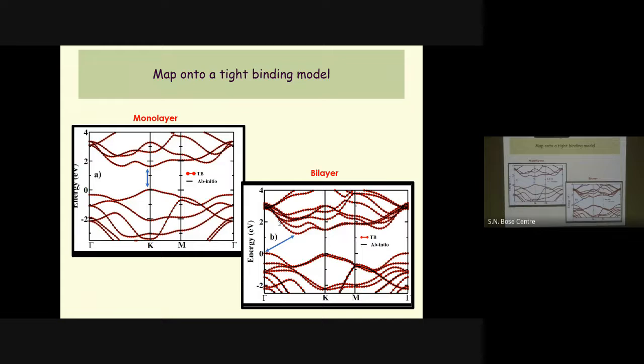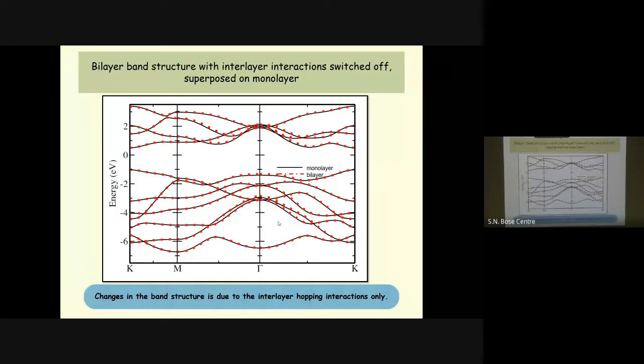And what we did is, let's take the monolayer band structure and superpose the bilayer. The only thing that's happening when I have two layers is that there are additional hopping terms between the two layers. Let me just switch off those terms. So we just did that, and the band structure is superposed on the monolayer band structure. The bilayer, which is mentioned over here, has the interlayer hopping interaction switched off. And you can see that along all the symmetric directions the two superpose very well, which means that all the changes I'm talking about are coming from the interlayer hopping interactions.